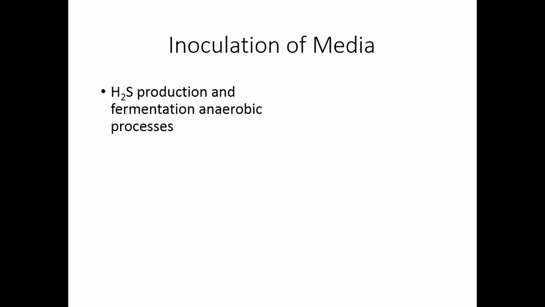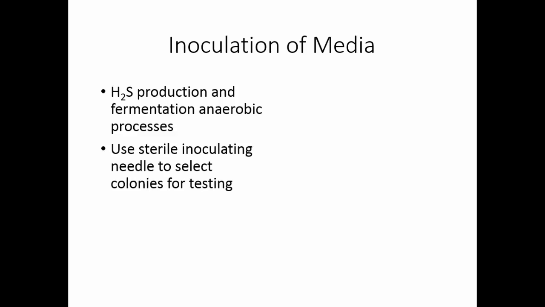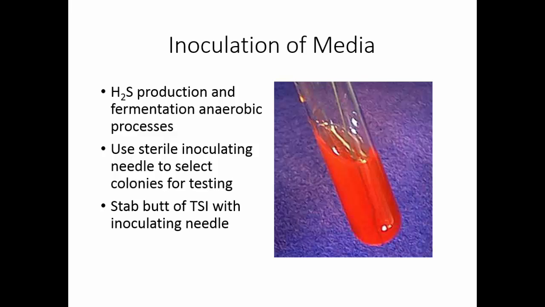Since hydrogen sulfide production and fermentation are anaerobic processes, we're going to have to inoculate media in such a way to provide anaerobiosis. You will use a sterile inoculating needle to select the colonies for testing, and then you will stab the butt of the TSI with the inoculating needle. So you will take the needle, stab through the slant all the way to the bottom of the tube. This area will be anaerobic so that fermentation and hydrogen sulfide production can occur.